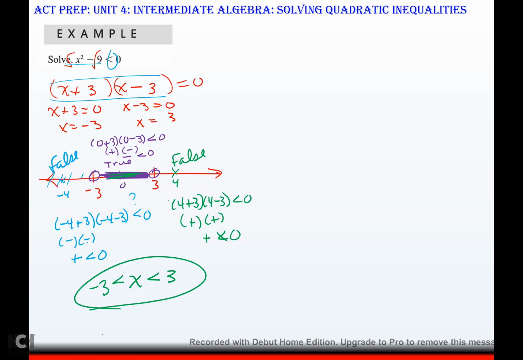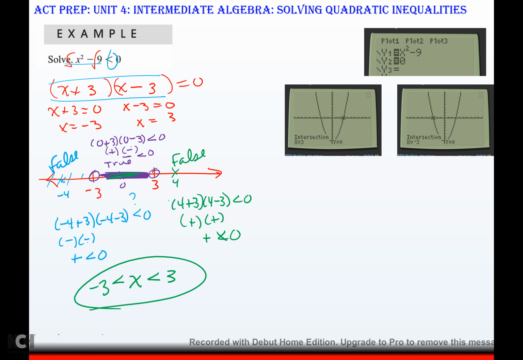Okay? Now, that's a lot of work. If you use a graphing calculator, you can tell a lot faster. Okay, so if I type this in, x squared minus 9, and I put 0 on the second one, and I hit graph, I can get my intersections. There's one at 3, there's one at negative 3, so there's my boundaries.